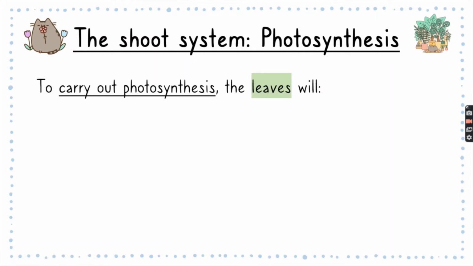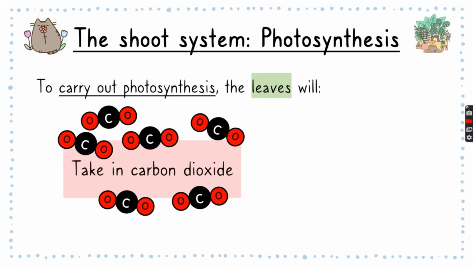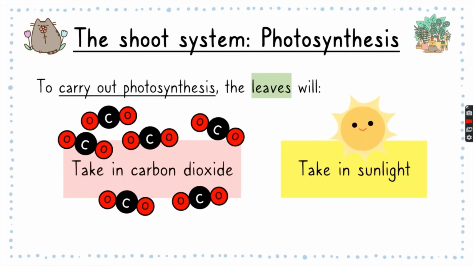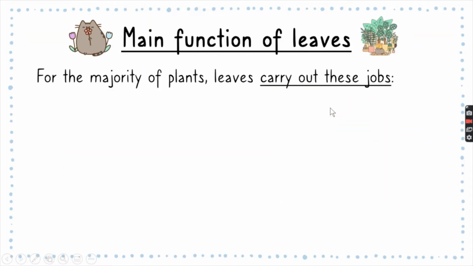The shoot system has the main function of basically carrying out photosynthesis. The leaves will take in carbon dioxide and also sunlight. Carbon dioxide is a raw material of photosynthesis, and sunlight is where the plants get the energy to actually carry out photosynthesis. So the majority of plants and leaves carry out these jobs.